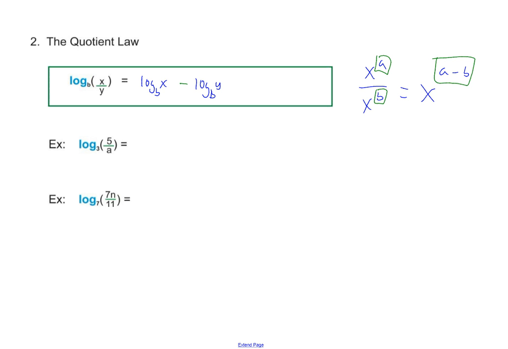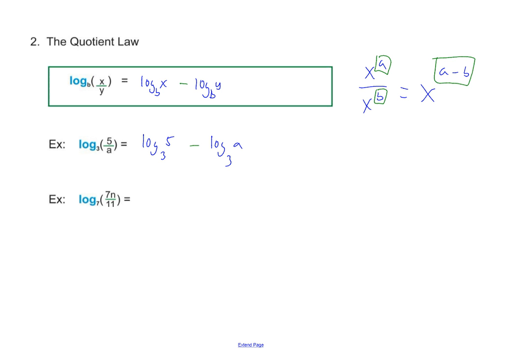When you have a fraction for the number there, then you can do subtraction. And again, it just goes with the exponent rules. So this first example here would be log 5 in base 3 minus log A in base 3, right? Because again, the log 5 base 3 is an exponent, the log A in base 3 is an exponent, and we're subtracting the exponents.